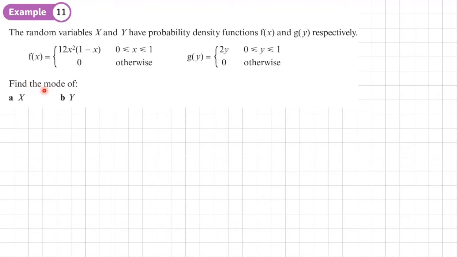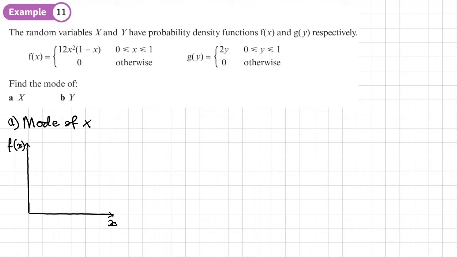What we want to do in part A is to find the mode of x. Whenever we're finding the mode, we should always do a sketch of the graph. So the first thing we're going to do is take this function here and multiply it out to see what type of function we've got. So we've got f of x is equal to 12x squared minus 12x cubed.